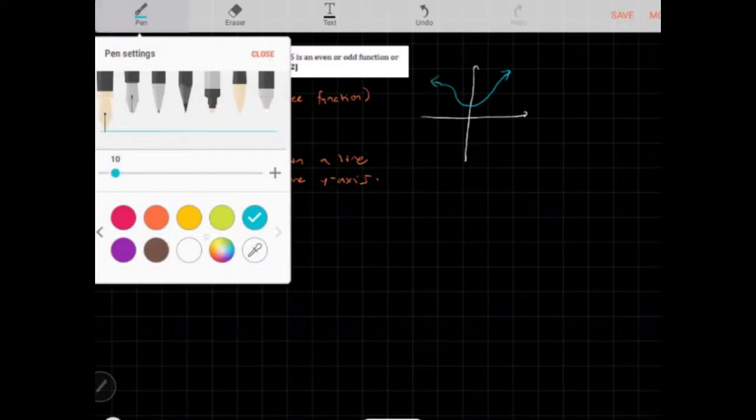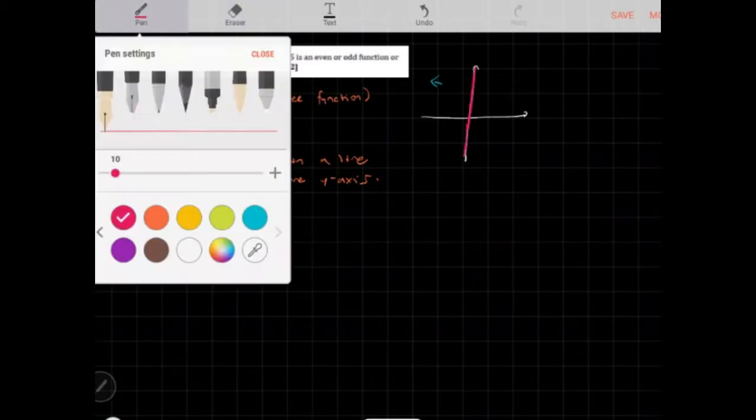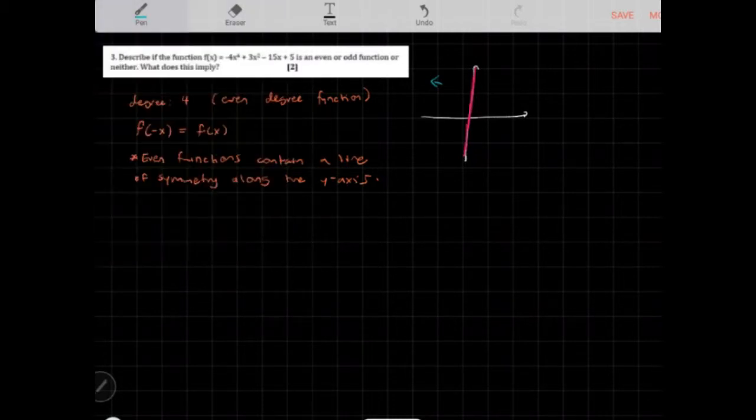right? If this creates a line of symmetry between the two halves, right? Maybe let's see if I could draw that a little bit better, right? So if this creates a line of symmetry between the two halves, then it's an even function, and the line of symmetry has to be along the y-axis. Okay, so this is the algebraic test to show that it's an even function.